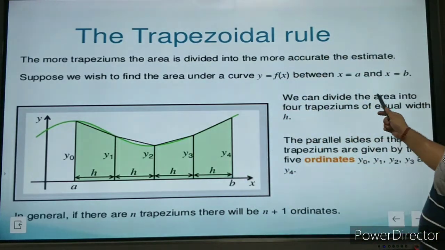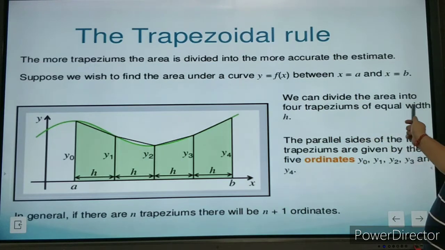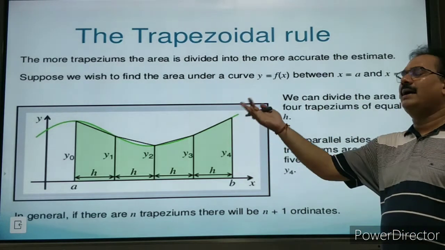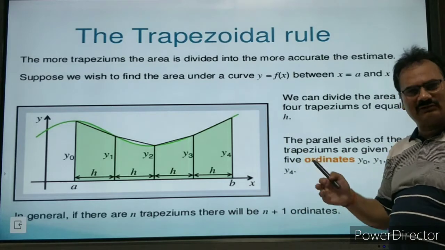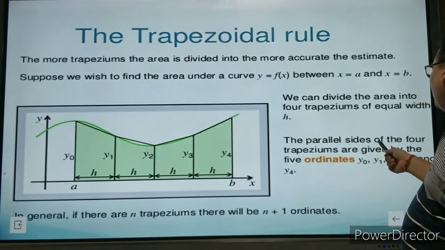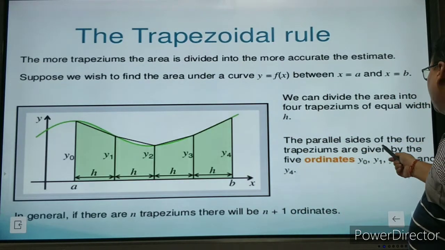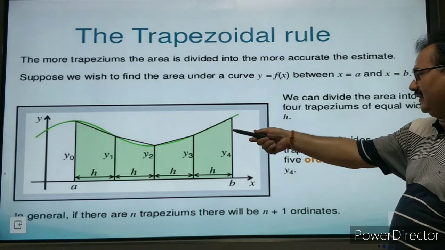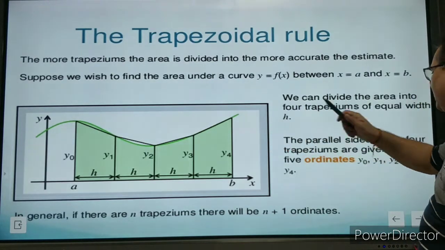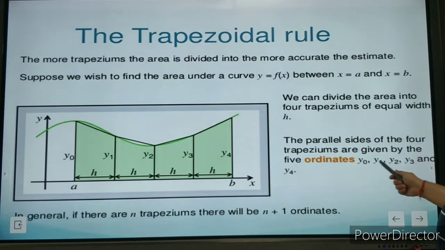Then we can divide the area into 4 trapeziums of equal width h. You can divide into 5 also, 6 also, as per your choice. The parallel sides of the 4 trapeziums are given by the 5 ordinates, y0, y1, y2, y3, and y4. So this is already given.